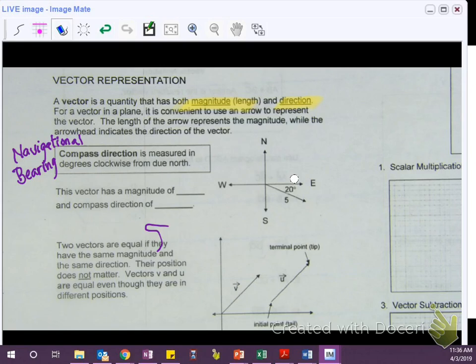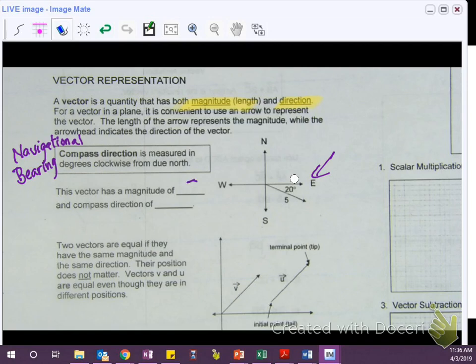is measured in degrees clockwise from due north. So the example that's given here, this vector has a magnitude of, so what's labeled as the length or the magnitude? For this vector here, what's the magnitude?